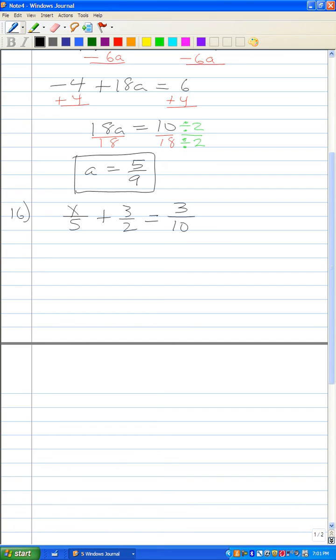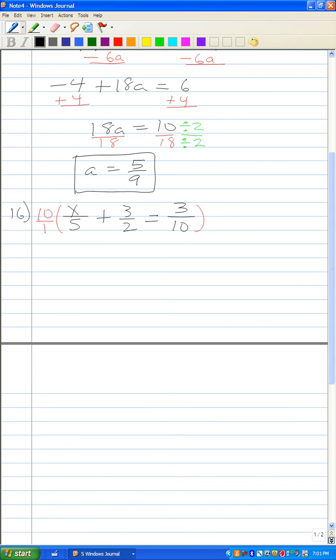I guess what I'll try to do is get rid of those fractions. And so I'll try to multiply both sides of my equation by the least common denominator. The least common denominator in this case, I have a 5, a 2, and a 10. So the least common denominator is 10. So let me multiply both sides of my equation by 10. Maybe I'll write it as 10/1.